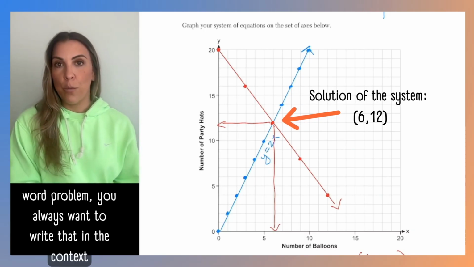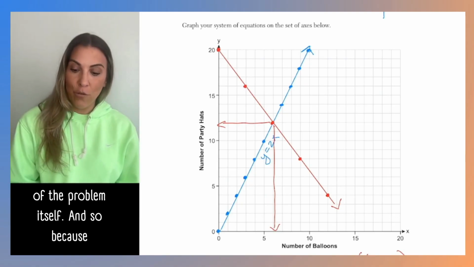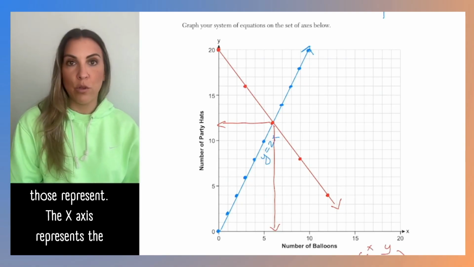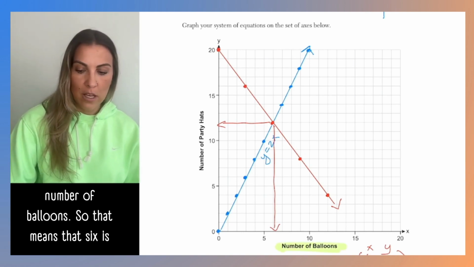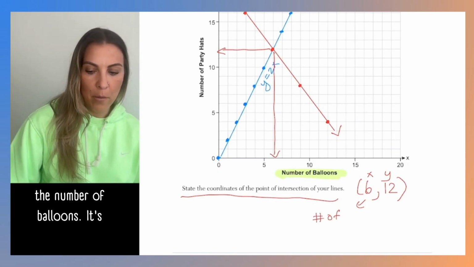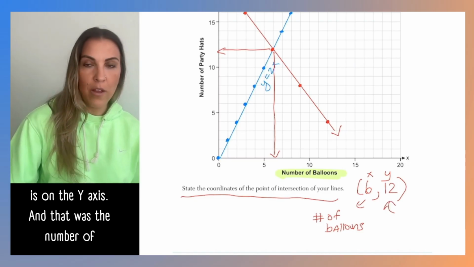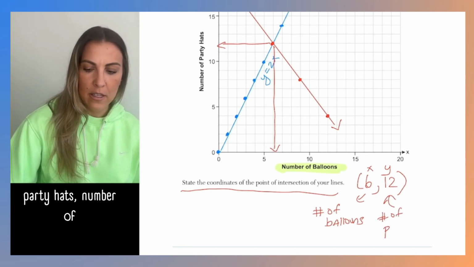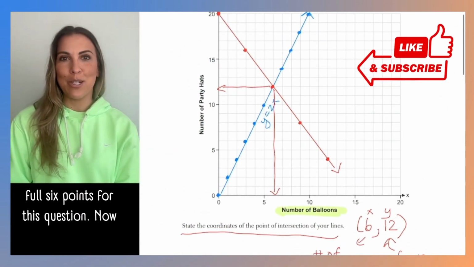But because it's a word problem, you always want to write that in the context of the problem itself. And so because 6 is my x and 12 is my y, let's just look at what those represent. The x-axis represents the number of balloons. So that means that 6 is the number of balloons. It's 6 balloons. And then 12 is on the y-axis, and that was the number of party hats. There is the full 6 points for this question.